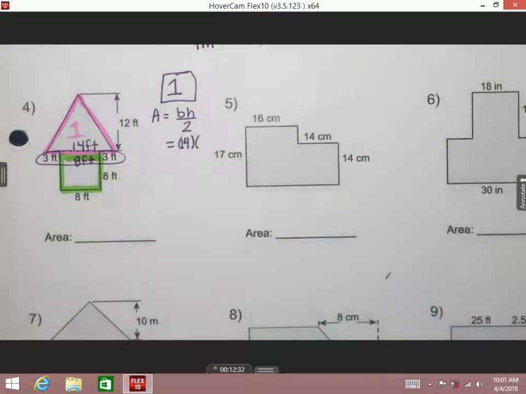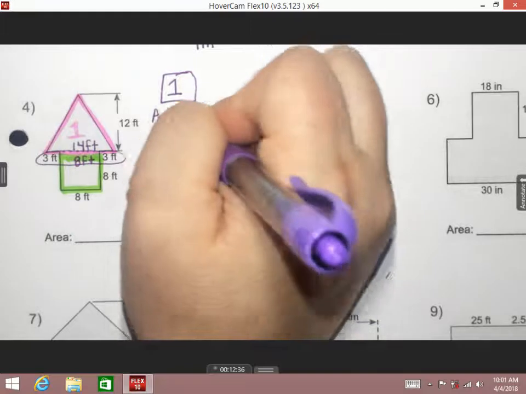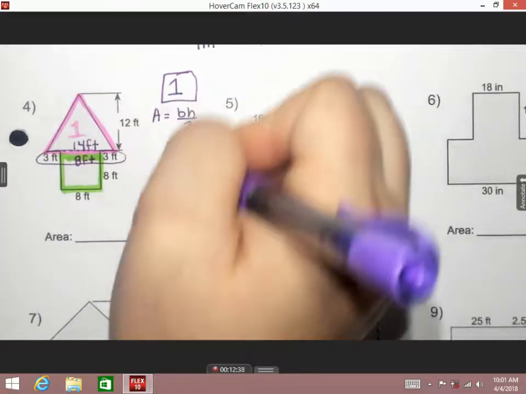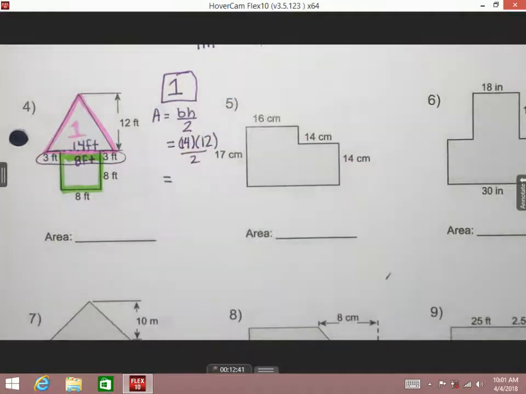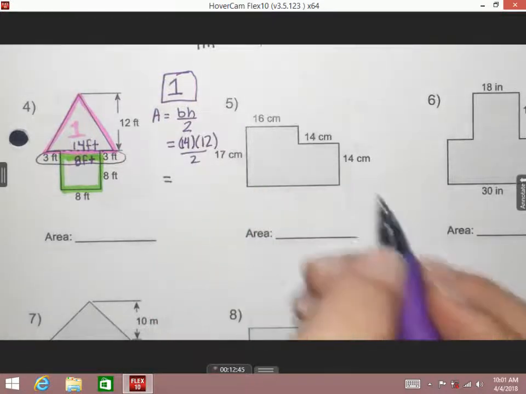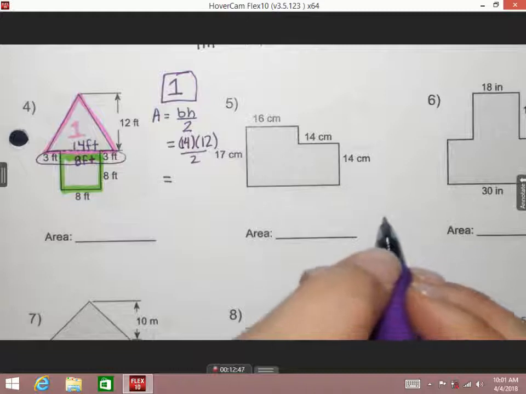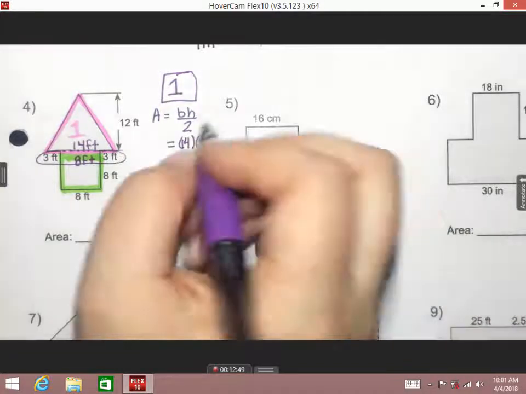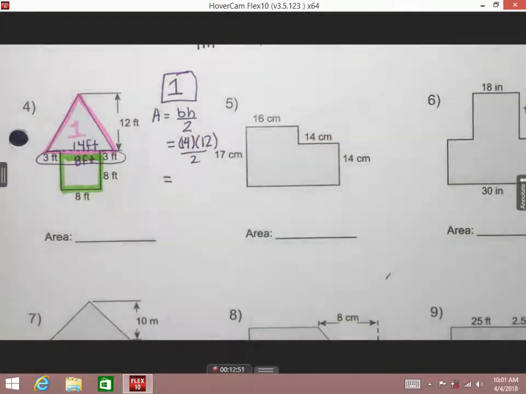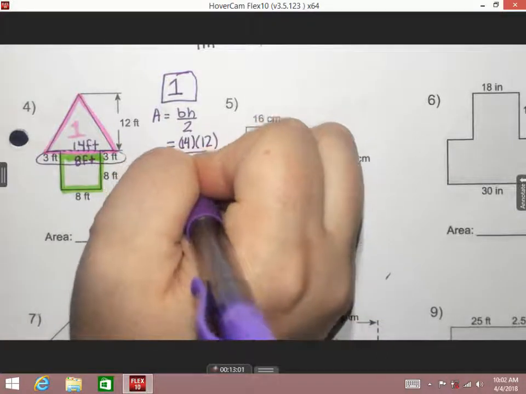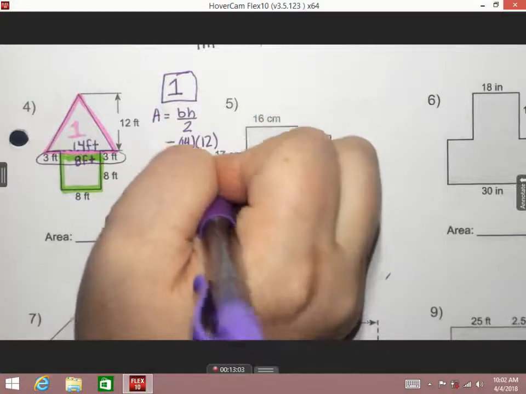What is the height of that triangle going to be? Ethan? 12. And then we have divided by 2. So 14 times 12 divided by 2, we work that out. What do we get? Double check your math. Make sure it's 14 times 12 divided by 2. All right, Allie Claire, go ahead. 84 feet squared.